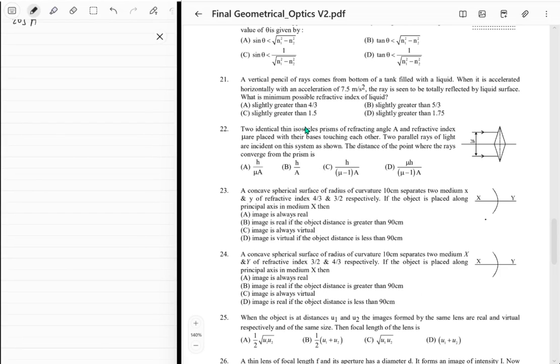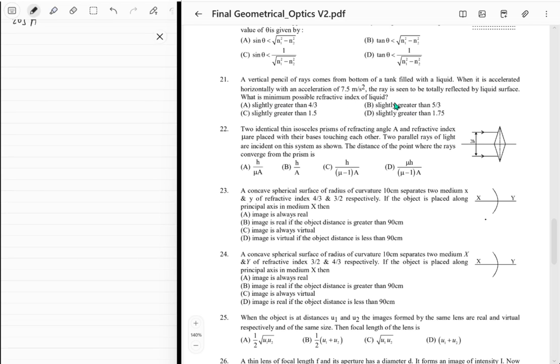20 done. Let's go to 21 now. A vertical pencil of rays comes from the bottom of a tank with a liquid. Okay, when it is accelerated horizontally with an... what? You mean the rays? Are you serious? Acceleration of 7.5 meter per second square. The ray is seen to be totally reflected by a liquid surface.